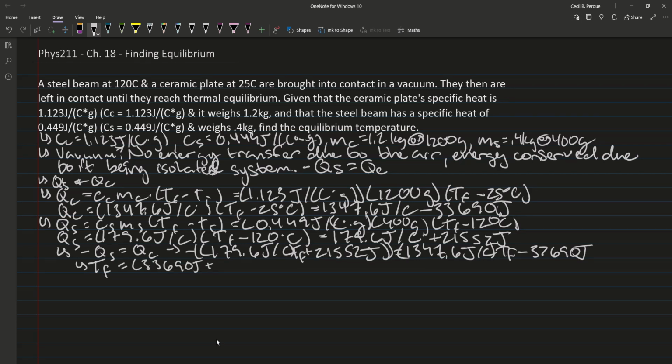33,690 joules plus 21,552 joules over 1,527.2 joules over Celsius. You'll find the units of the joules cancel and the Celsius will come on top. And Tf is equal to 36.17 degrees Celsius. So the temperature at which both will be at equilibrium is going to be 36.17 Celsius.